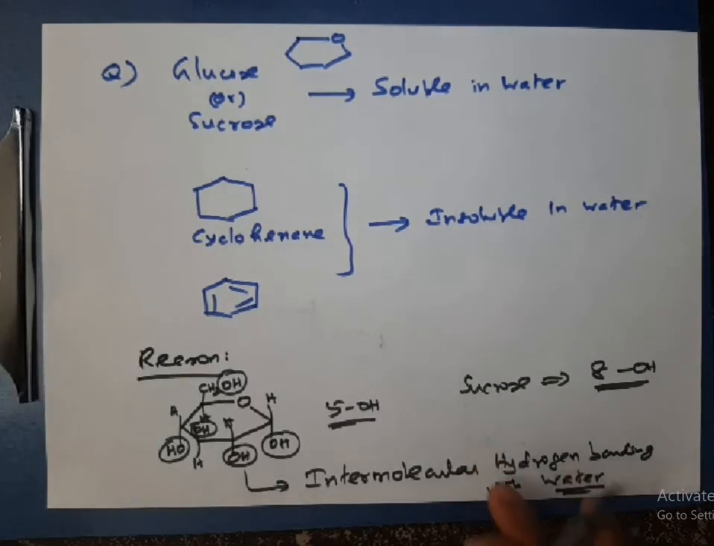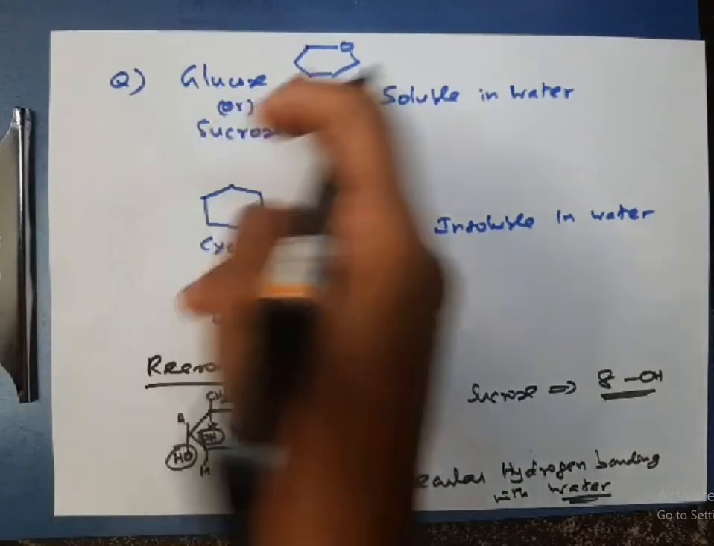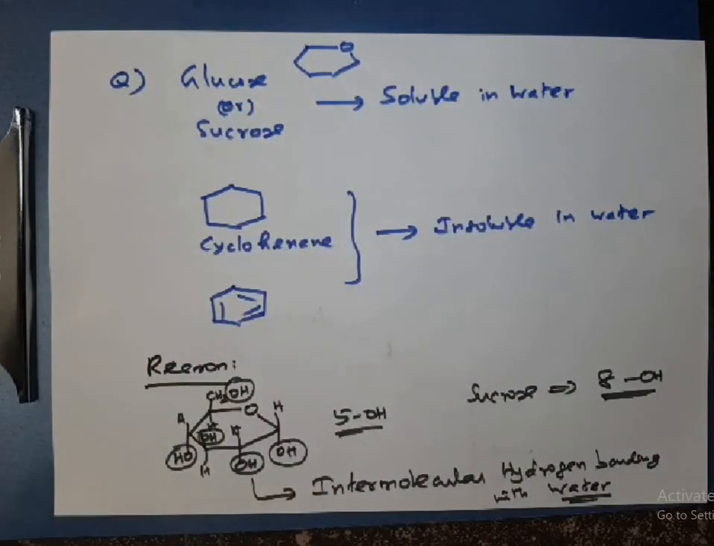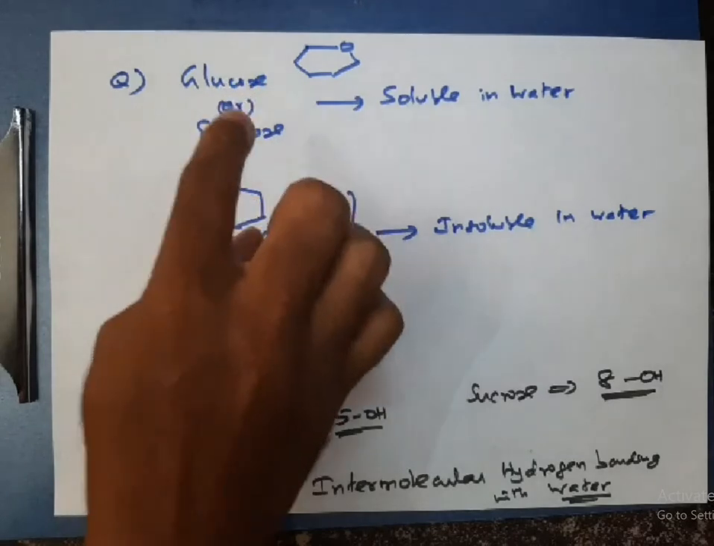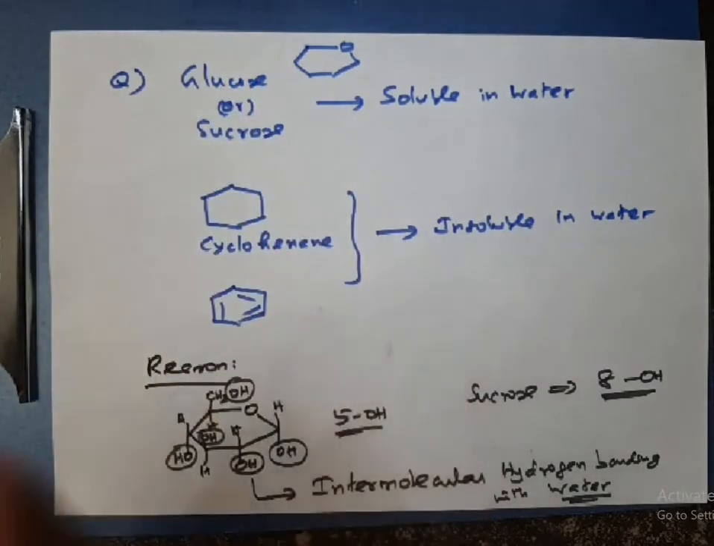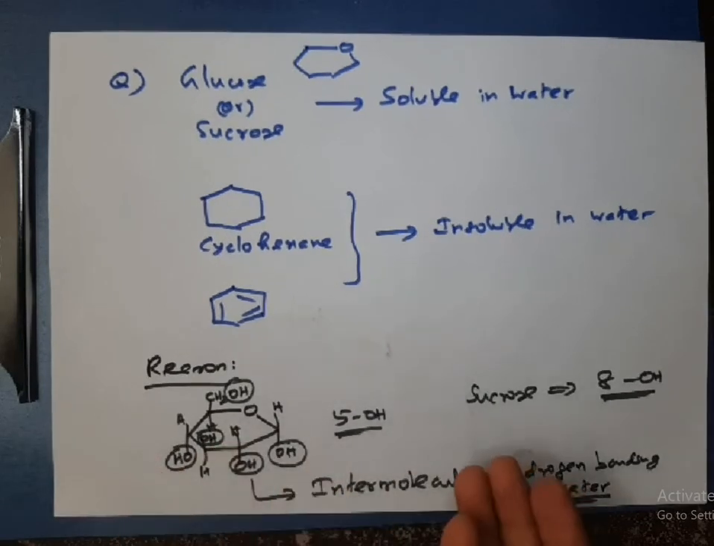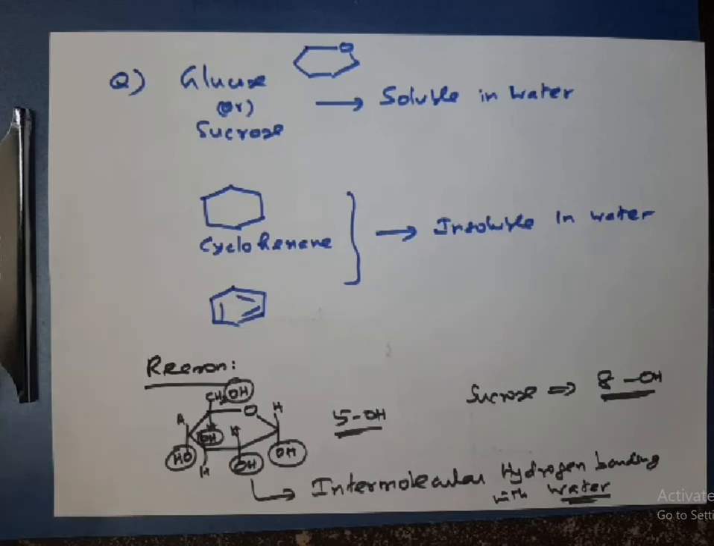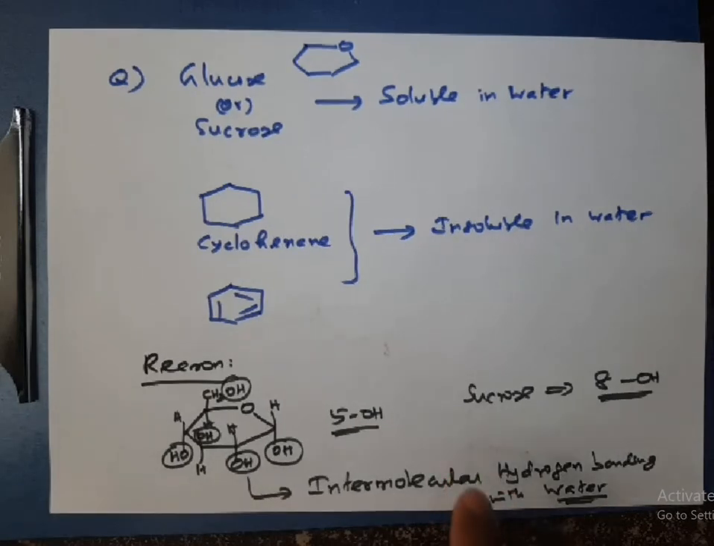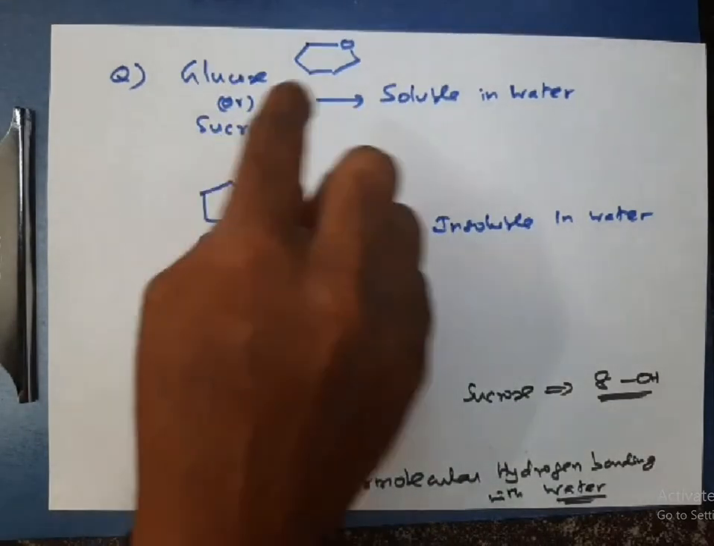This is the reason why glucose and sucrose are soluble in water. The basic idea is that in glucose and sucrose we have many OH groups, which are capable of forming hydrogen bonds with water. If hydrogen bonding exists between glucose and water molecules, we call this intermolecular hydrogen bonding, meaning between two molecules. This intermolecular hydrogen bonding is responsible for the solubility of these compounds in water.